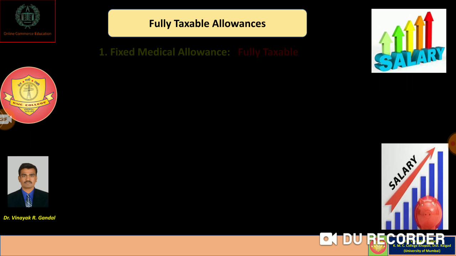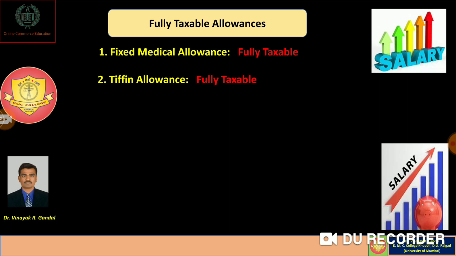The next taxable allowance is called fixed medical allowance. It is the allowance which an employee gets from the employer against medical expenditure. Whatever medical allowance the employee gets is always chargeable to tax as a fully taxable allowance. The next taxable allowance is the tiffin allowance, which is also fully chargeable to tax. It is the allowance which an employee gets against the expenditure of tiffin. Normally, some companies give their employees a free meal, either dinner, lunch or refreshment. But some companies give a certain amount of allowance as tiffin allowance to the employees, and it is also fully taxable.